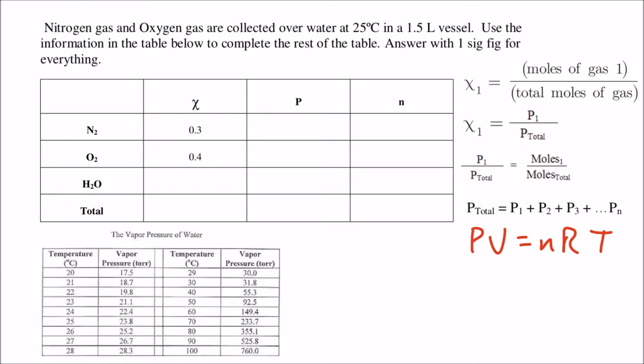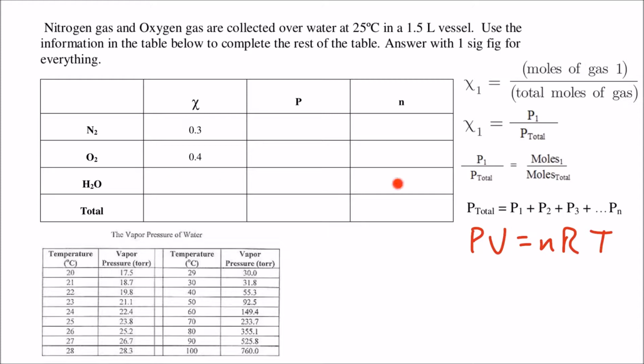Okay, so I'm going to either need to figure out what the total number of moles is, or I'm going to need to figure out what the total pressure is. And if I can figure out either of those things, then I'll be able to figure out the individual number of moles, and I'll be able to figure out that individual partial pressure. Okay, so let's see here.